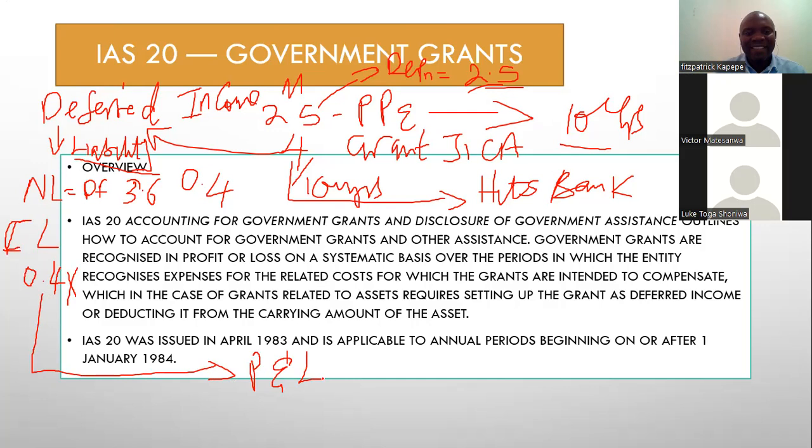So that by the end of the 10th year, this deferred income, which is a liability, will be zero. It's a liability in the sense that you have been given this particular grant with conditions. It is sitting in your bank account and you need to continue amortizing until everything is done. So if you meet only one year of that condition, that is what you regard as the amortization.